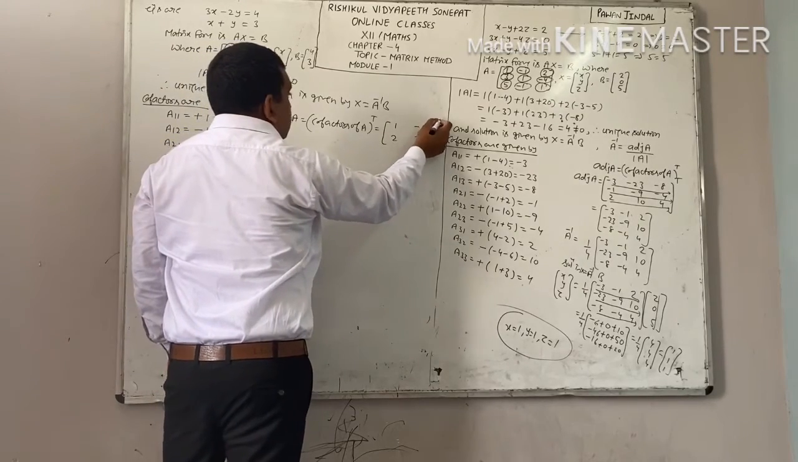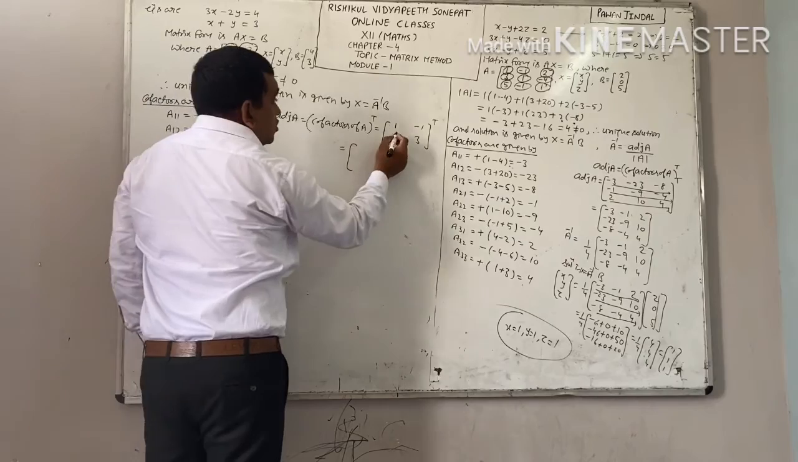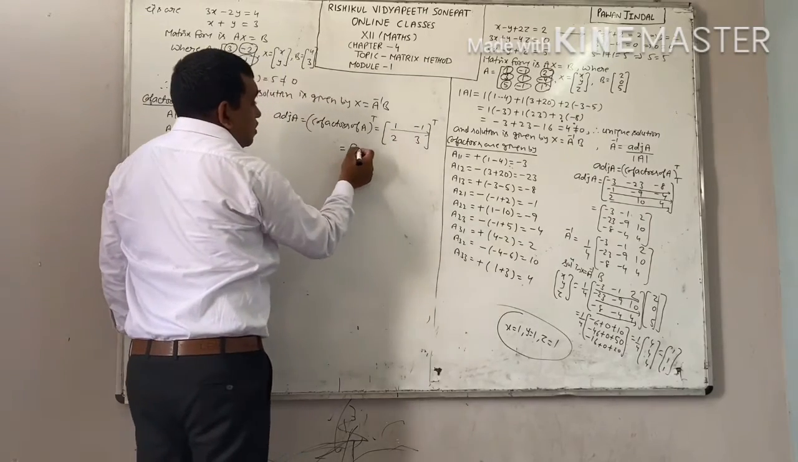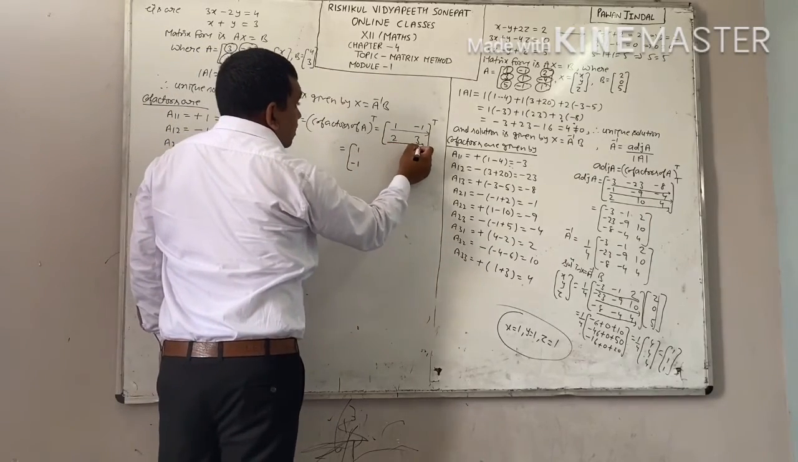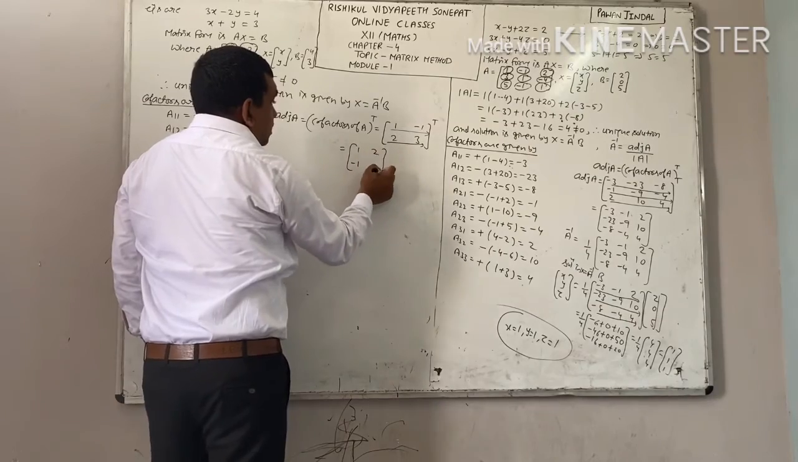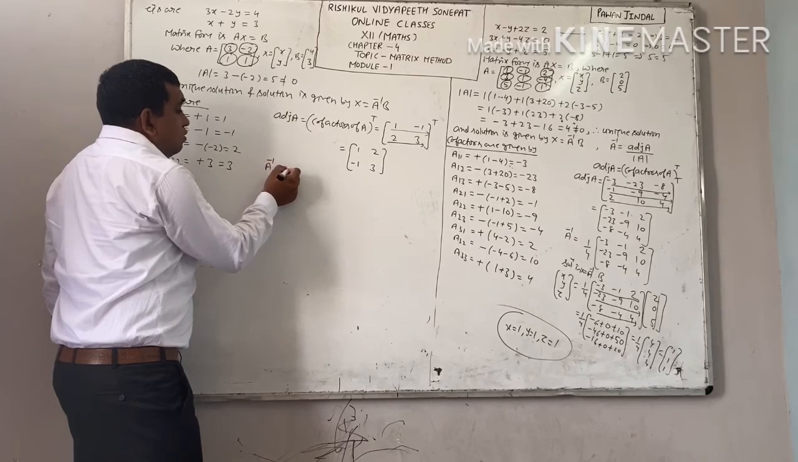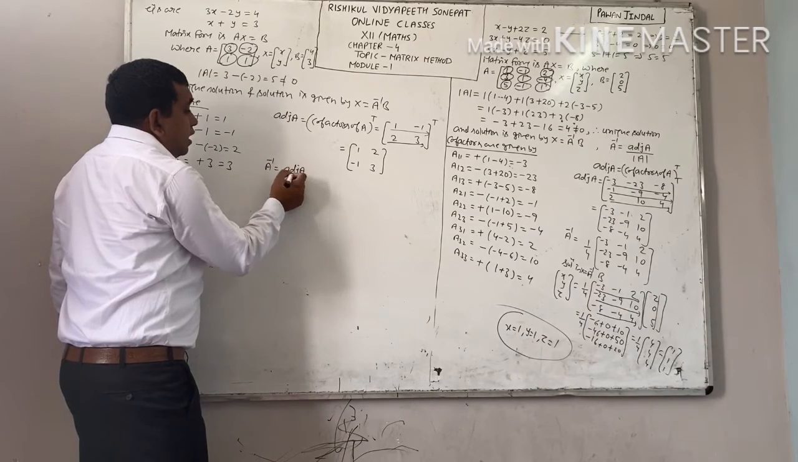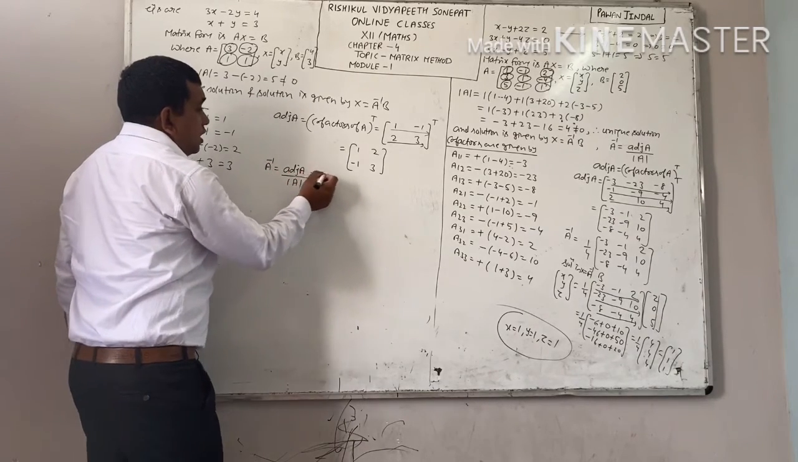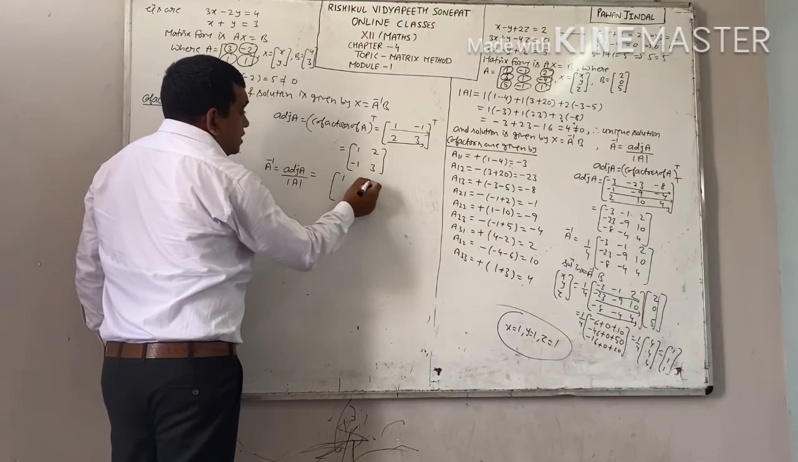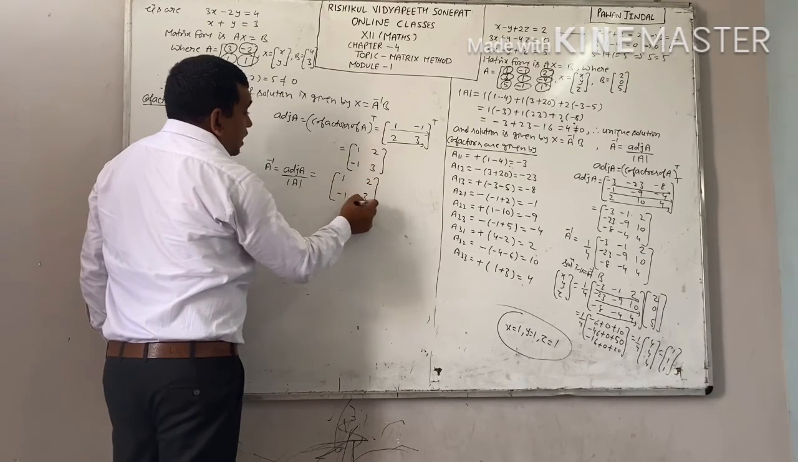We have to take its transpose. Transpose, change rows into columns. This is your 1 minus 1. Here you will write down 2. This is your adjoint of A. Now we will find out A inverse. A inverse equal to adjoint of A upon determinant of A. This is your adjoint of A. Write it as it is. Determinant of A, it is your 5.